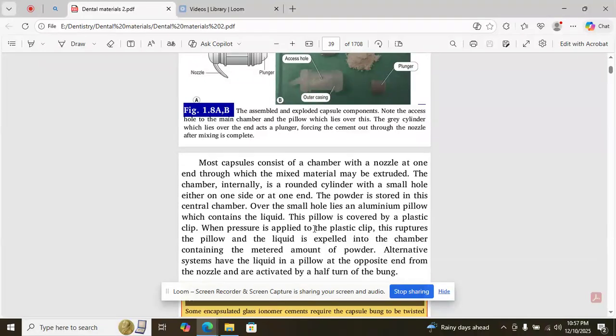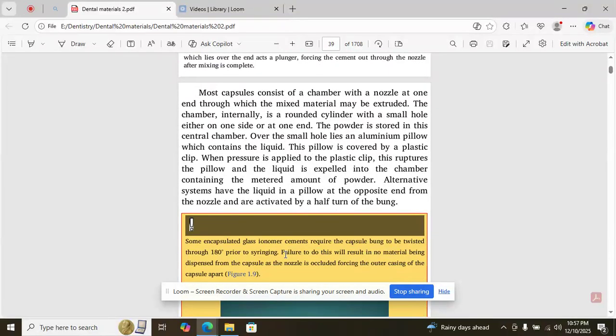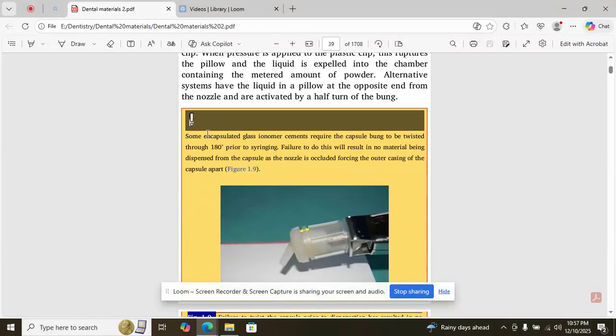When pressure is applied to the plastic clip, this ruptures the pillow and the liquid is expelled into the chamber containing the metered amount of powder. Alternative systems have the liquid in a pillow at the opposite end from the nozzle and are activated by a half turn of the bung. Some encapsulated glass ionomer cements require the capsule bung to be twisted through 180 degrees prior to syringing.